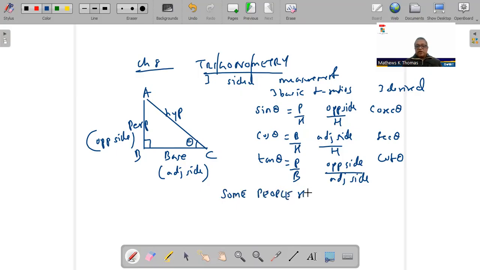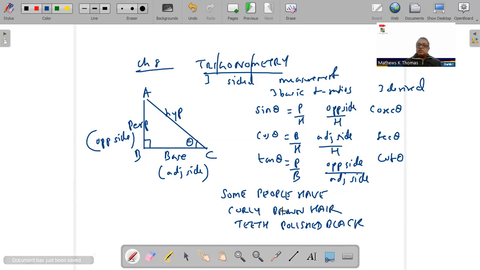That is, some people have curly brown hair, teeth polished black. If I am able to remember this mnemonic, some people have curly brown hair, teeth polished black, just repeat that three times, you will get it. That's it. And you are able to learn this formula because sine is perpendicular by hypotenuse, cos is base by hypotenuse, tan is perpendicular by base. The starting letters are here: sine, P by H, cos, base by hypotenuse, tan, perpendicular by base.